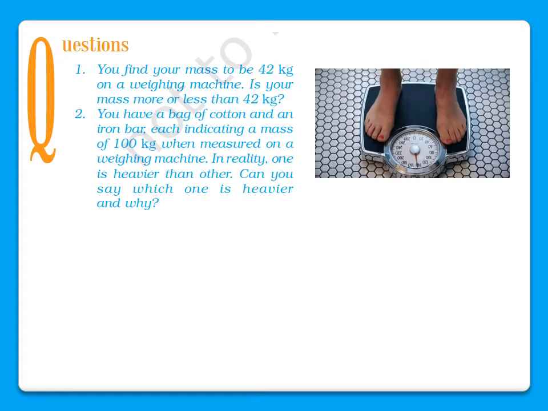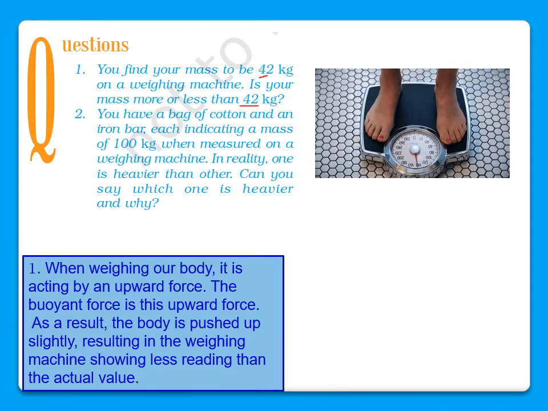Here is the question. You find your mass to be 42 kg on a weighing machine. Is your mass more or less than 42 kg? Okay. When you are weighing your body, it is acted on by an upward force, the buoyant force. As a result, the body is pushed up slightly. So the weighing machine shows a reading less than the actual value. So it is slightly less.